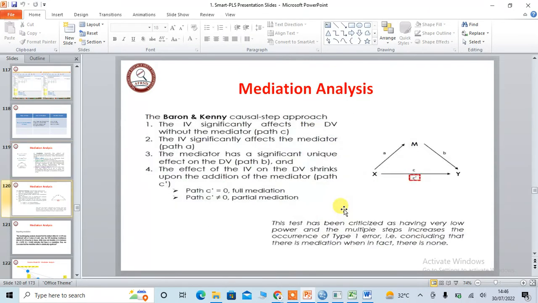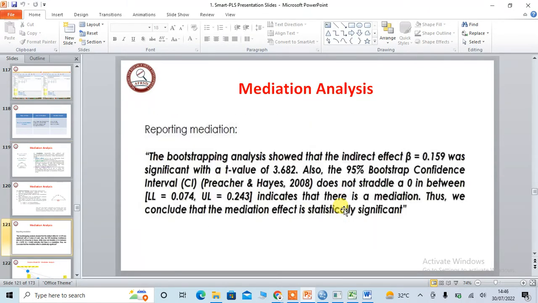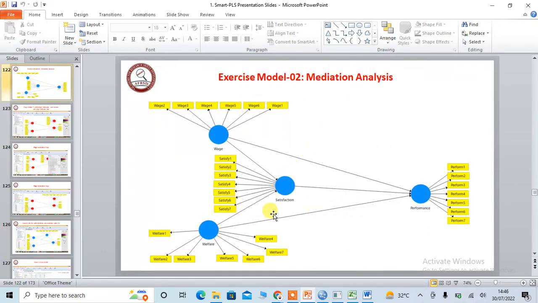Yes, sir. Okay. So, how to get the results. Now we shall draw this picture: wages, welfare, and performance, and in the middle comes job satisfaction.